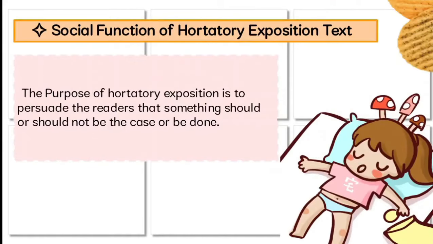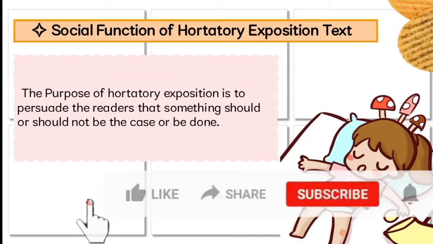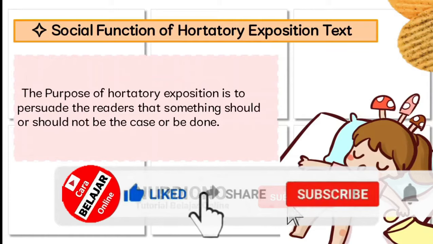Social function of hortatory exposition text. The purpose of hortatory exposition is to persuade the readers that something should or should not be the case or be done.